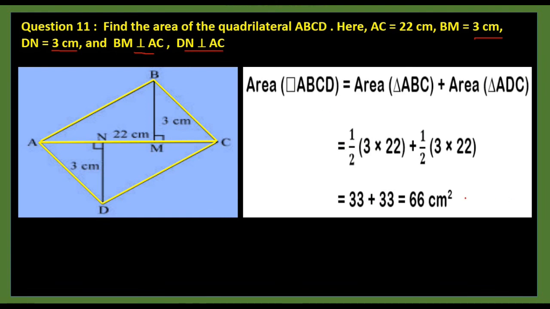So it was so simple. Just found the area of both the triangles and add them to get 66 centimeter square.